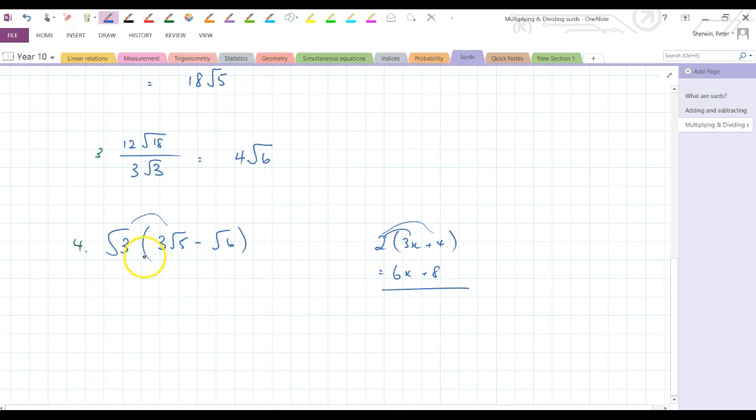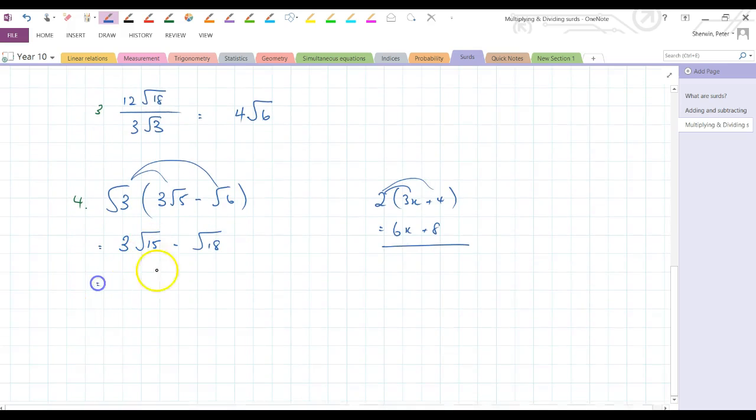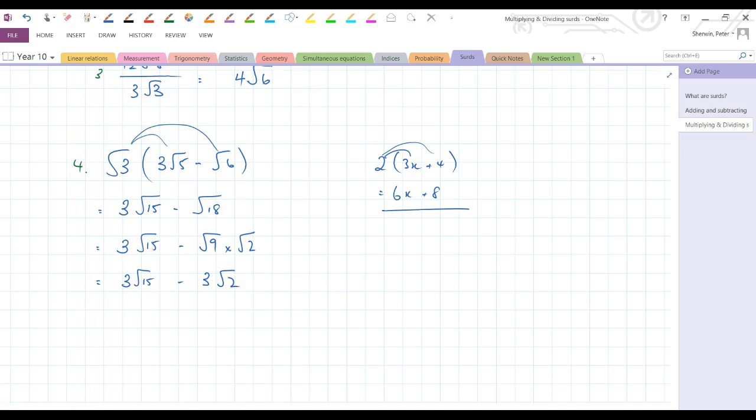We're going to take root 3 and times by 3 root 5. So the root 3 doesn't have a number to multiply by, but the root 3 and the root 5 give you square root 15. And then you go root 3 times root 6, but it's minus, so that's minus the square root of 18. 3 sixes are 18. 15 can't be simplified, but I think this 18 can. Square root of 18. 18 has a square factor of 9. So let's split the 18 up into 9 by 2. So we get 3 square root 15 minus 3 square root 2. And that will be the simplest we can do.